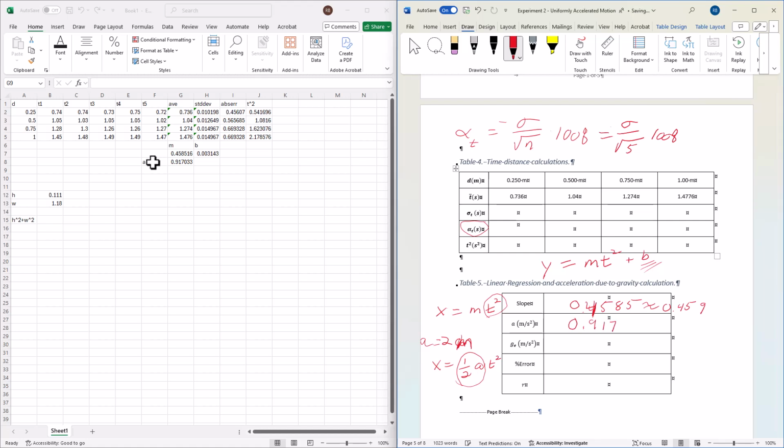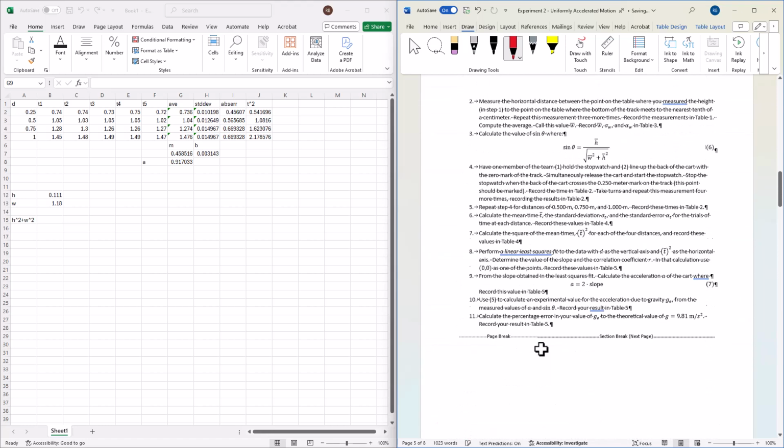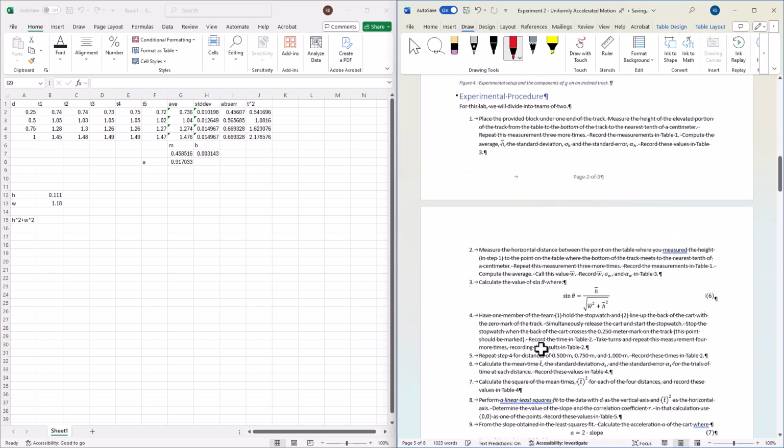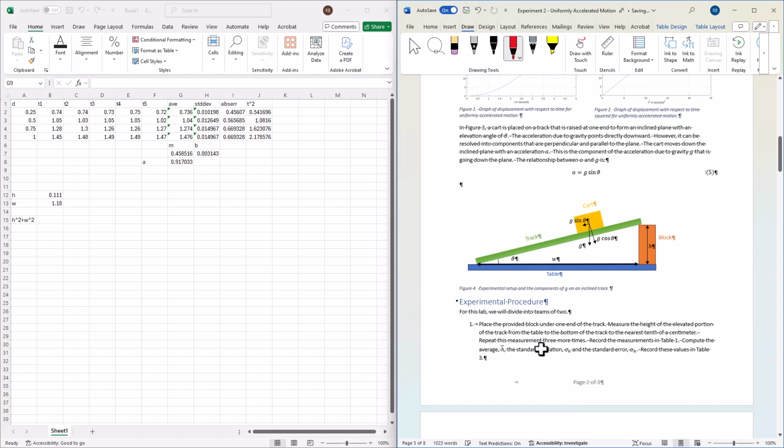0.917. Now, to compute your acceleration due to gravity, we are going to need to use a version of this equation right here. Here we have A is equal to g sine theta. So g is going to be equal to A divided by sine theta. Okay, what is sine theta?